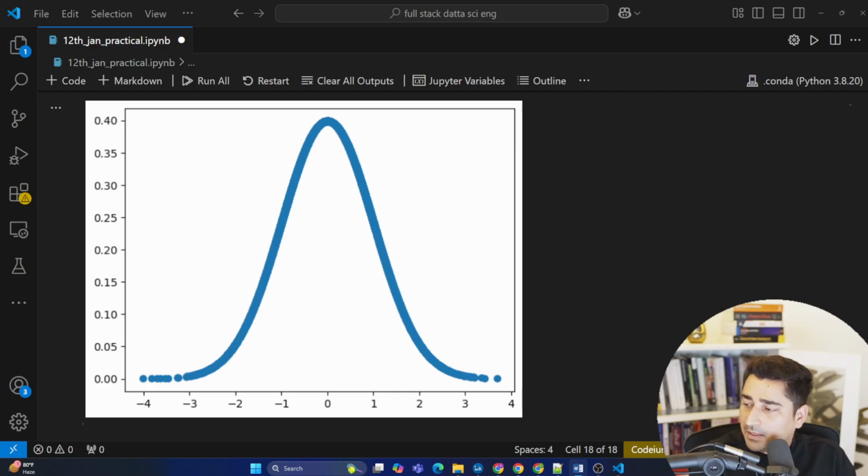Difference between normal distribution and standard normal distribution. The difference is, for standard normal distribution, your mean is going to be 0 and your standard deviation is going to be 1, and for a normal distribution, it could be anything.